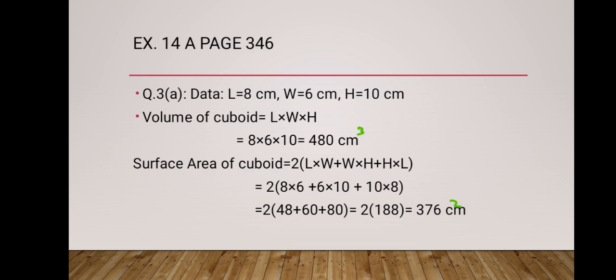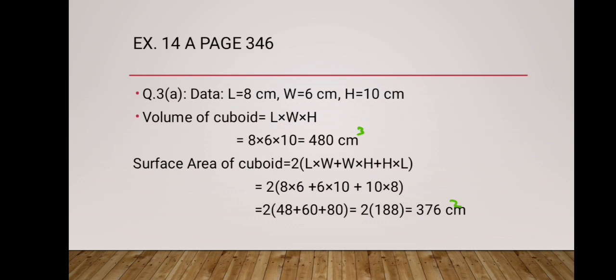So you can see that I have written the data which was given in the question. Length is given as 8 centimeter, width is given as 6 centimeter, and height of the cuboid is given as 10 centimeter. So this means that these are the dimensions of a cuboid, and we have to work out the volume and the surface area of that cuboid.